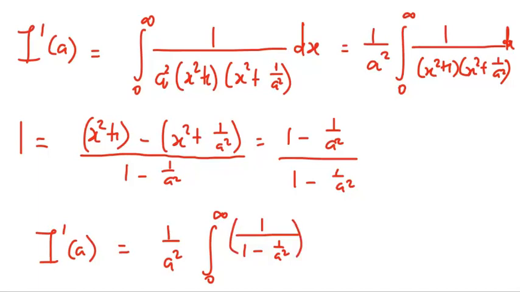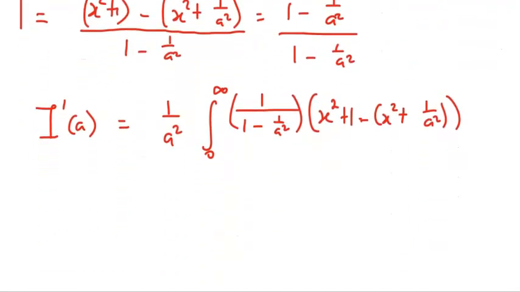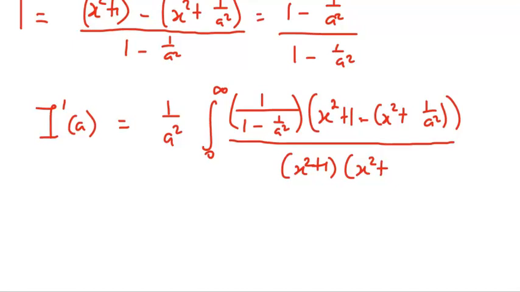Okay. Then multiply by the difference. Don't forget this is x squared plus 1, minus x squared plus 1 over a squared. So you can see this whole expression, multiply them together, they will give you 1. Then divided by, don't forget, we have x squared plus 1 multiplied by x squared plus 1 all over a squared. And here we have y dx.